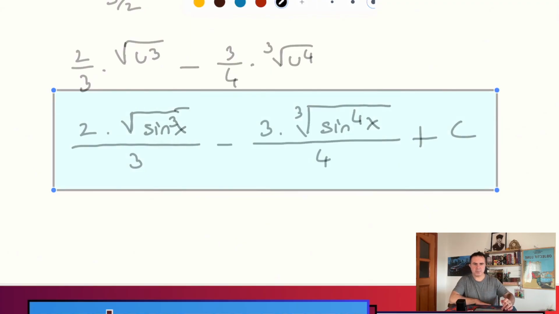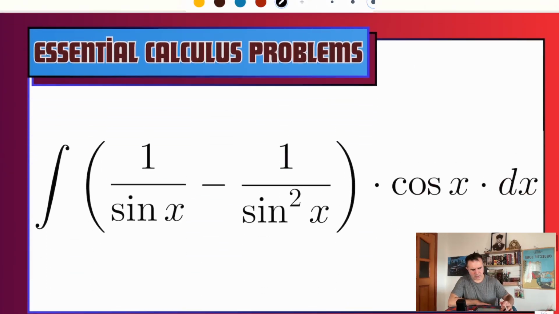In the next problem, I will solve this one: the integral of (1 over sine x minus 1 over sine squared x) times cosine x dx.